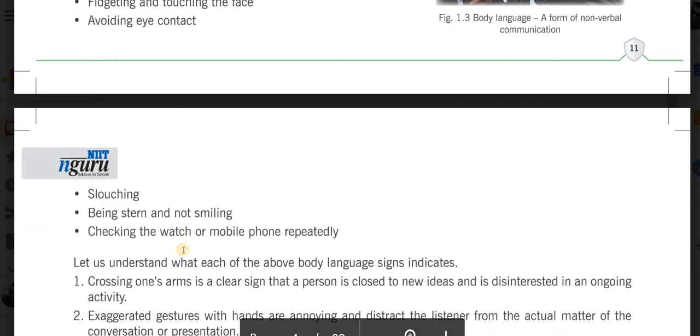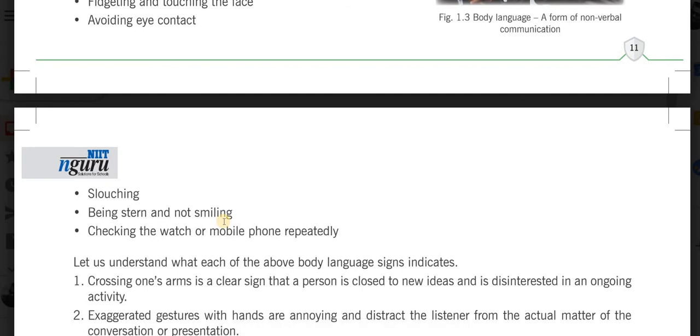Okay, being strained and not smiling. We do that in a tense situation, where we become too serious and forget how to smile. That is not needed. You just smile and become relaxed. You should be relaxed and at ease whenever you are talking to a person, whether you are facing an interview or an entire audience, whatever it is.